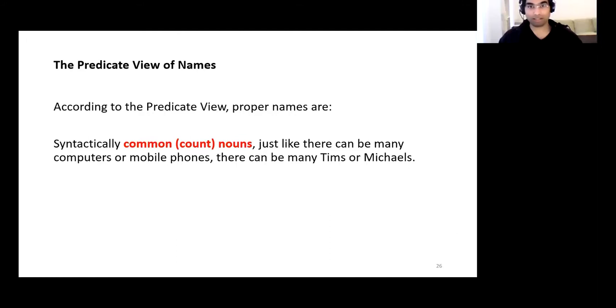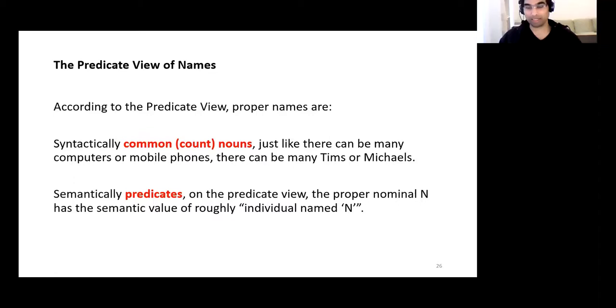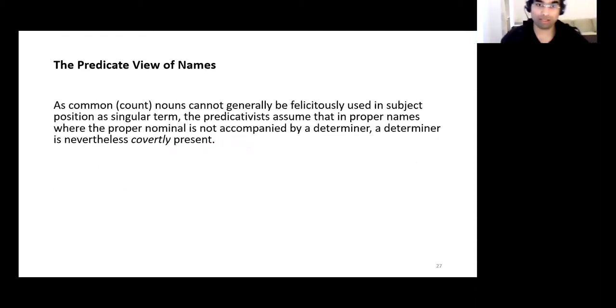Very briefly, the predicate view of names is a view according to which names are syntactically common count nouns. Just like there can be many computers or mobile phones, there can be many Tims or Pauls or Michaels, and they are semantically predicates. So on the predicate view, the proper nominal N has roughly the semantic value of "individual named N." There can be some disagreement about what exactly is the meaning of this predicate.